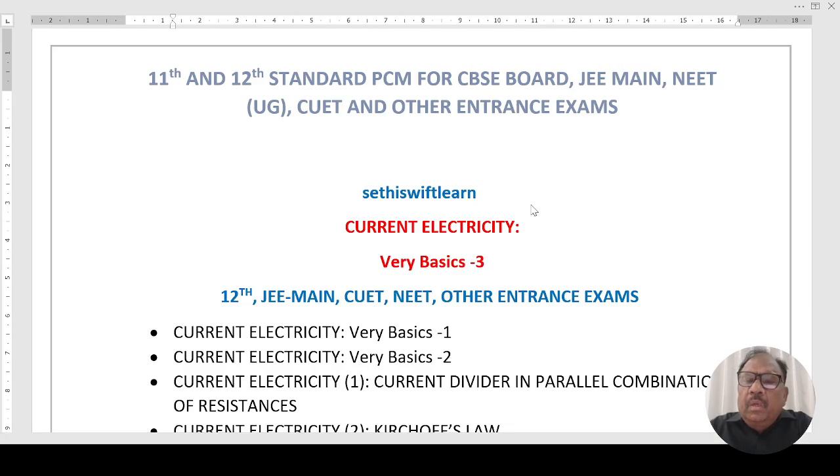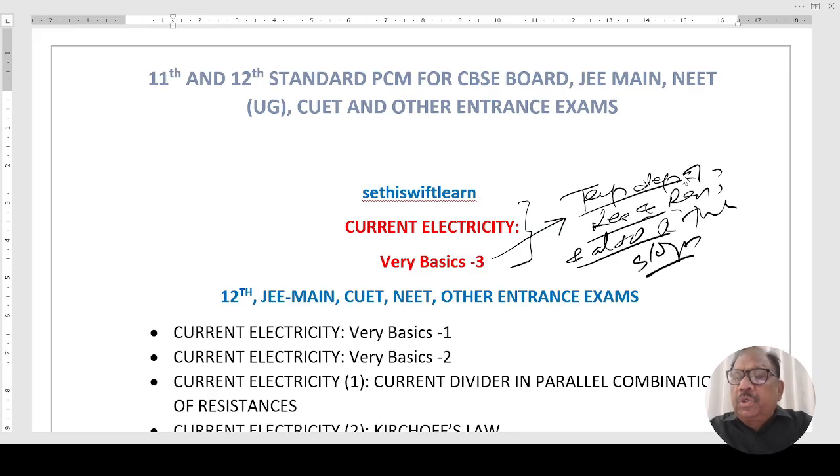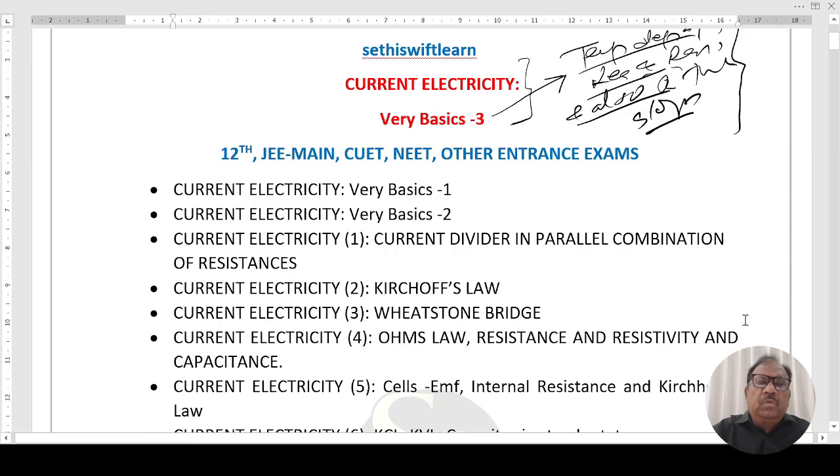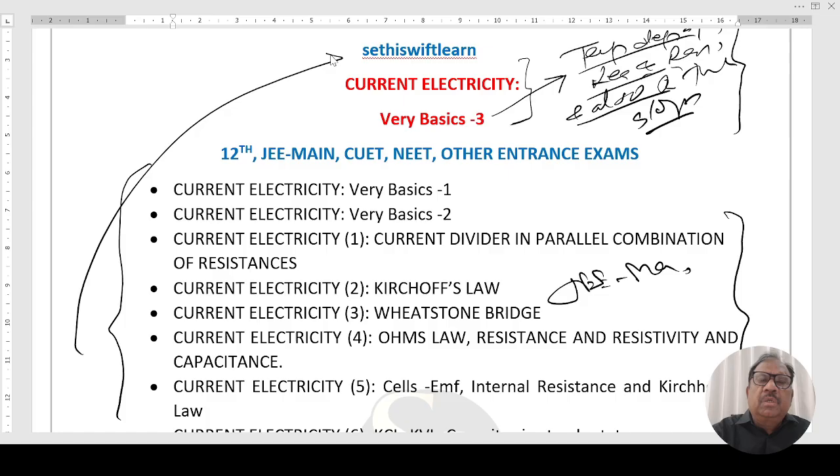Hello students, in today's topic of current electricity, the very basics of temperature dependence of resistance and resistivity, and also R through slope, will be cleared through illustrations. In earlier sessions, we have discussed all these topics. These topics and illustrations were taken from JEE Main, which you can review on CET.